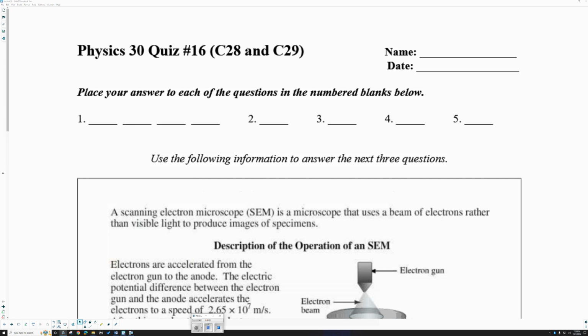Let's take a look at your quiz number 16 now. We start off with a big page of information here. It talks about a scanning electron microscope. You might be interested in that. You might not be interested in that.